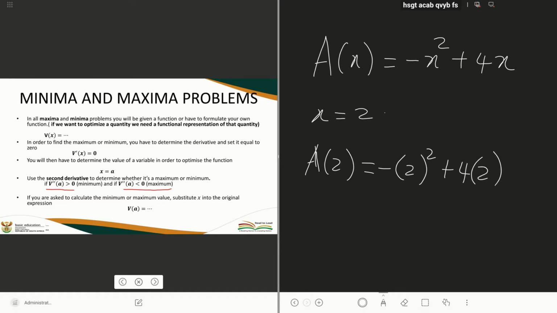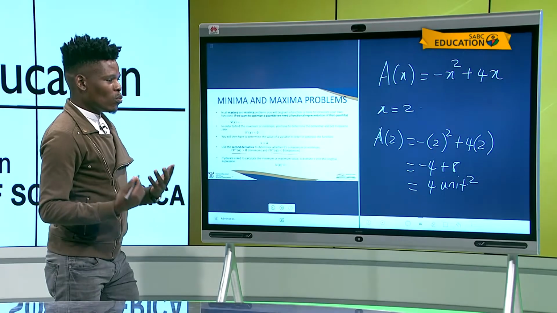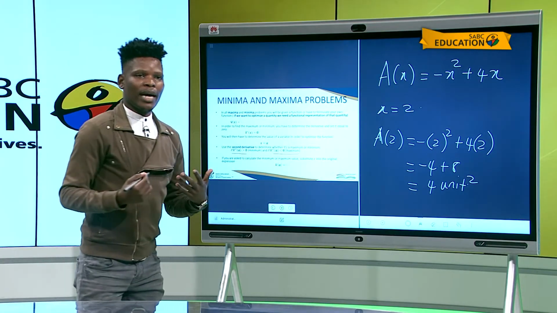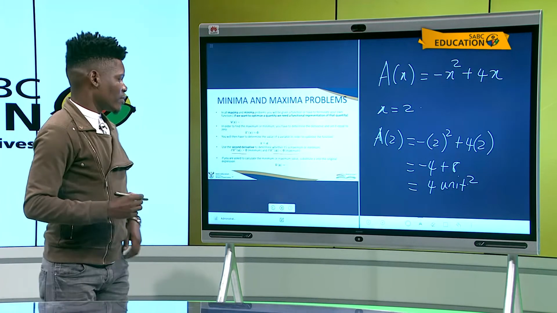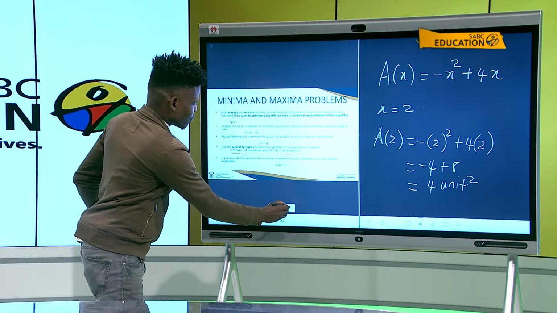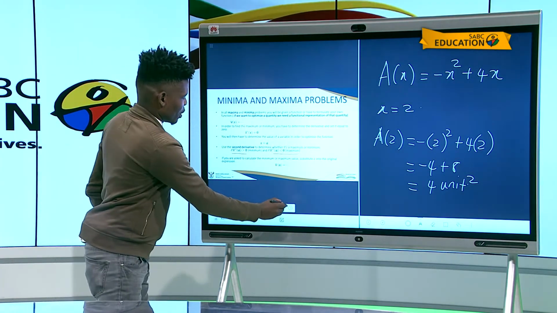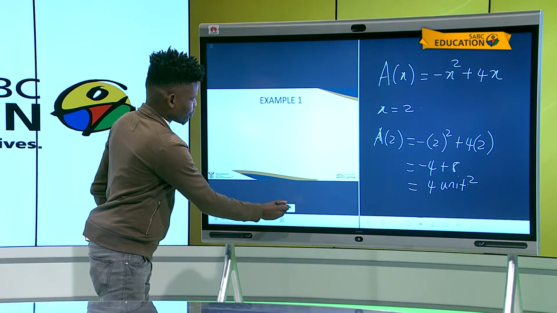With 2 there. So you're going to get negative 4 plus 8. So it will mean that our maximum area will be 4 squared units squared. Okay, so that is basically what you do when we are dealing with minima and maxima problems. Now let us quickly go through an example.